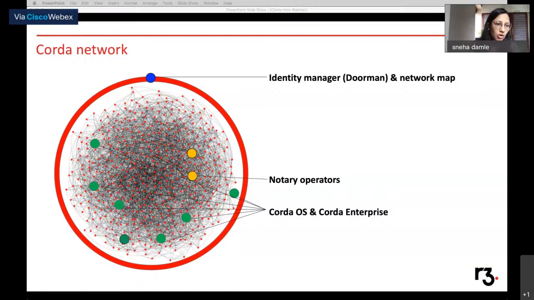This diagram also shows that Corda open source and Corda enterprise can be deployed on the same network, and these Corda nodes are completely interoperable. A node having Corda open source can interact with a node having Corda enterprise. So moving on to the next slide. Ashutosh, can you move on to the next slide, please?